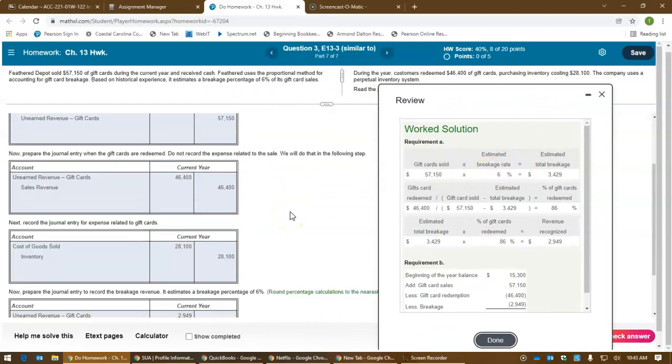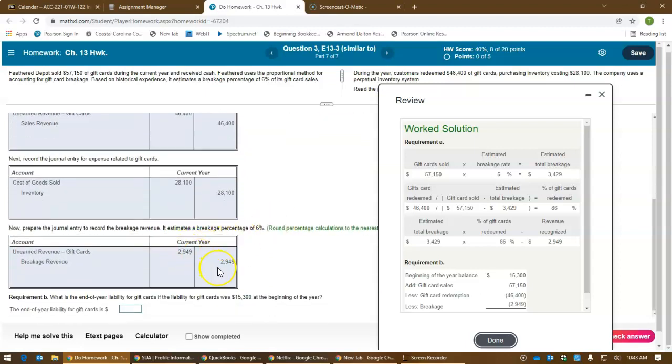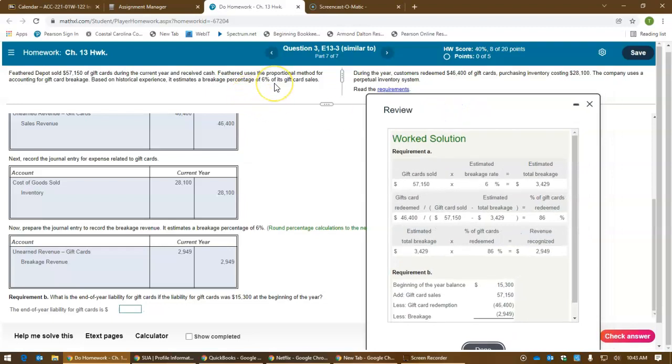All right, the first thing that you have to calculate in order to get this dollar amount is find out the breakage. And they give us the percent. That percent is based off the past. It's based off historical data or past trends. So it says prepare the journal entry to record the breakage revenue. It estimates a breakage percent of 6%. So take the amount of the gift cards that were originally purchased, the amount of the liability, $57,150, and multiply that by 0.06. Convert that percent into a decimal, and you get the estimated total breakage.